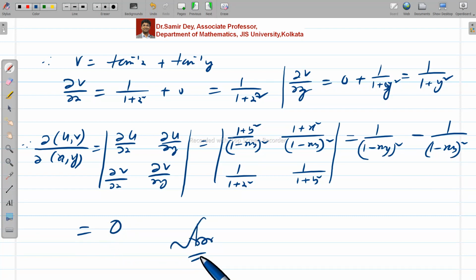So this is the solution of these examples from Jacobian. This is a very simple process. If you have 3 variables, then in the same way we need to calculate for 3 variables. That is a third order determinant you need to simplify.